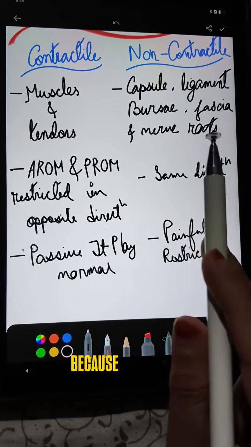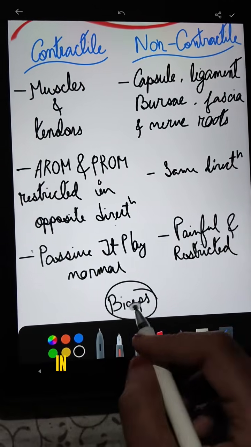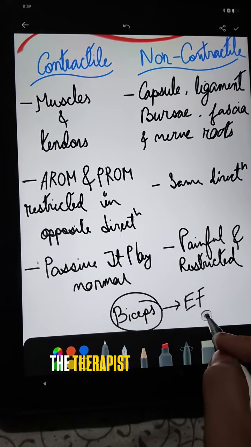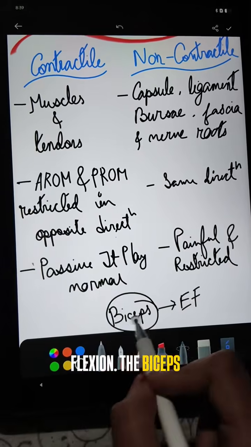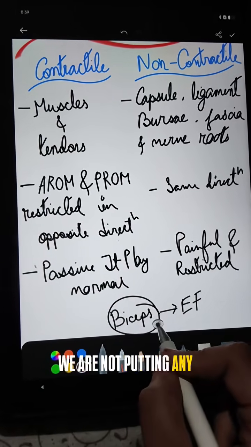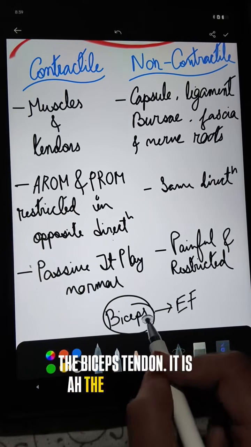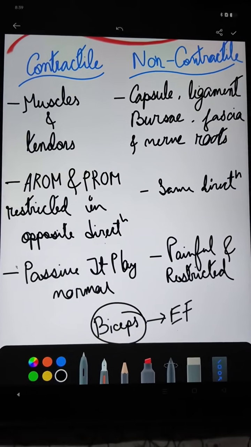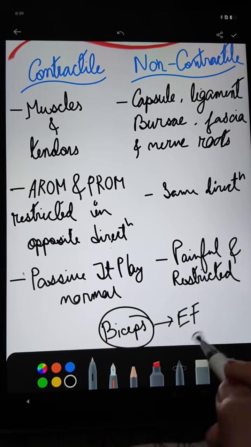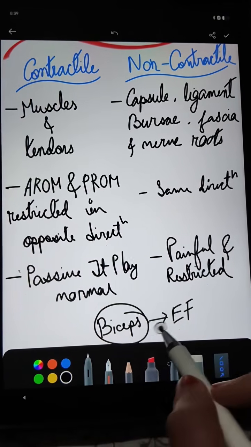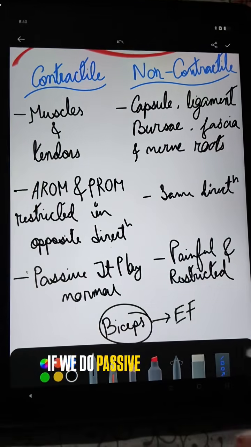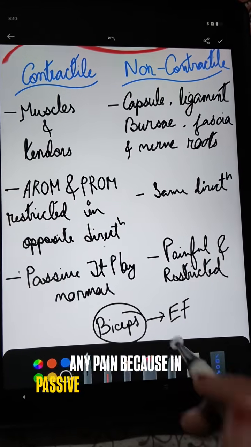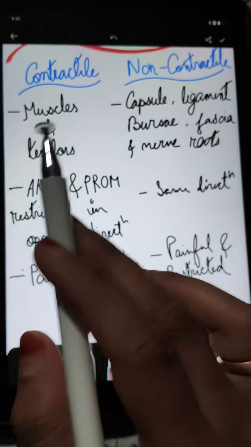Let's discuss with an example. In the previous example, the biceps, we all know, does elbow flexion. If the therapist or someone else does elbow flexion, we are not putting any weight or force on the biceps tendon. The biceps or the biceps tendon is in a relaxed state. In passive movement, the patient is not doing anything. The elbow flexion movement is done by the therapist or someone else. So the biceps is not in a working state; it is in a relaxed state. If we do passive movement, we will not feel any restriction or the patient will not feel any pain, because in passive movement the muscle or the tendon is not in a working state.